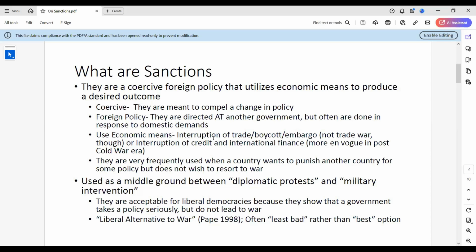We see interruption of trade, which are called trade sanctions, some boycott or embargo. That's what we've been doing to Cuba for the last 60 years plus.